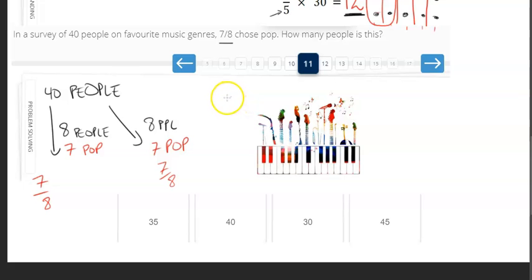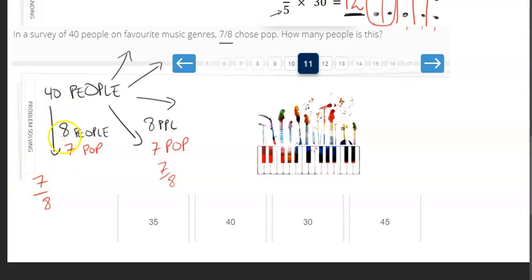And then the question is, how many people like pop? So let's first figure out how many 8s there are in 40. So 8 goes into 40 5 times. 8, 16, 24, 32, 40. So I would be drawing this arrow out 5 times. So we've got 1, 2, 3, 4, 5, 8, 8, 8, 8, 8, or 8, 16, 24, 32, 40.